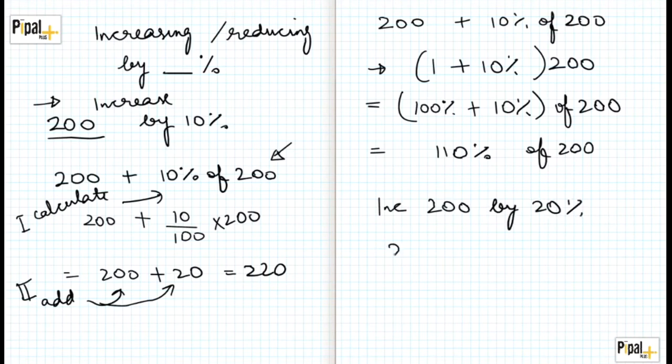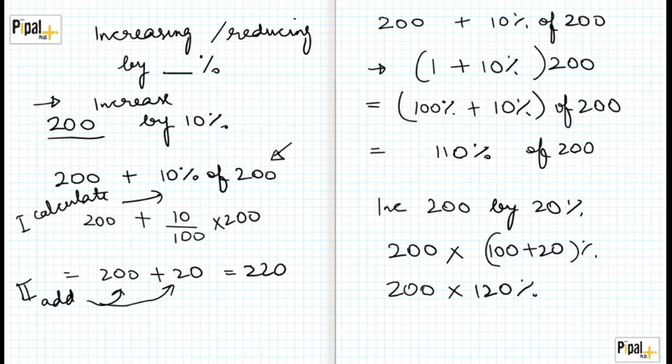Now, if let's say I'm asked to increase 200 by 20%, I'm simply going to multiply 200 by 100 plus 20%, right, which is equal to 200 times 120%, right? Now it just remains to be simplified if I know what fraction this translates into, right? This translates into a fraction 6 upon 5. 120 upon 100 is 6 upon 5.